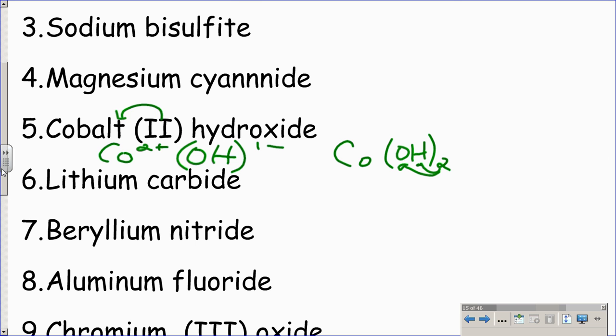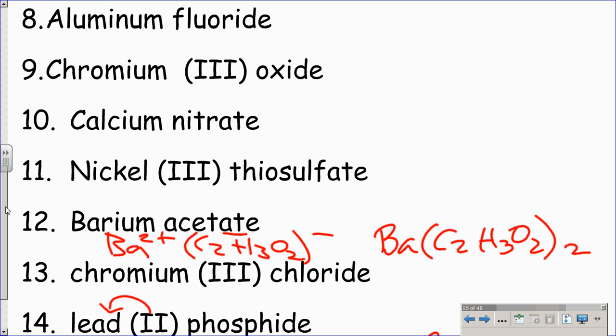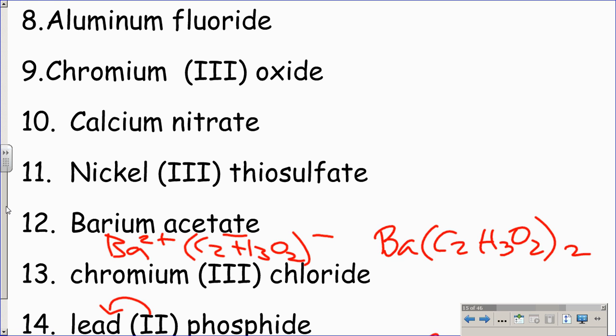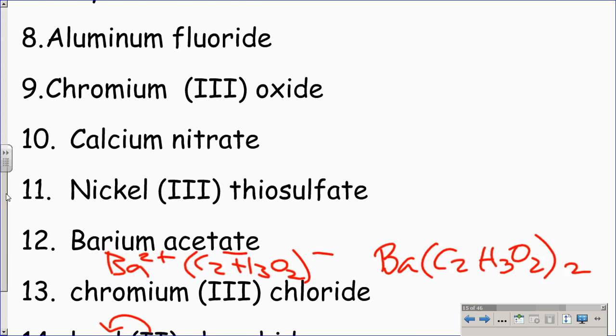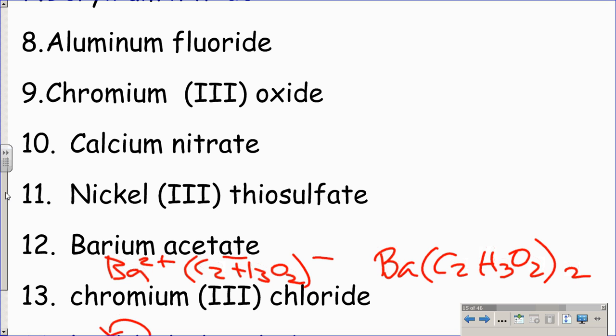Okay, let's do another one with a transition metal. Chromium 3 oxide. So could you write it out if you distributed? Don't distribute, because that actually makes your balancing work a lot harder when you get to it in our next unit. So it's actually easier to keep it as a parentheses. It's in your best interest. Okay, so chromium 3 oxide. Chromium 3 oxide is what? What charge?